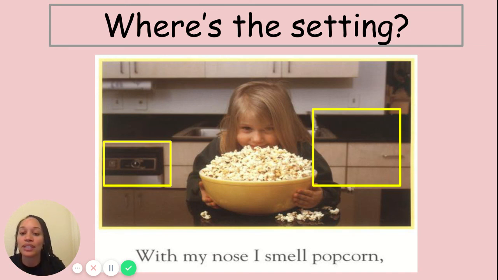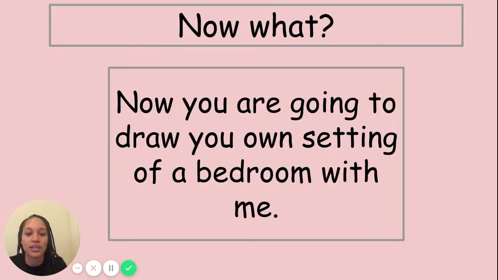So now what? You all were able to identify the setting with me by analyzing, that means looking closely at the pictures to figure out where the story takes place. So now you are going to draw your own setting of a bedroom with me in the next video.